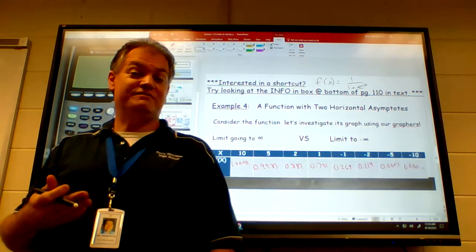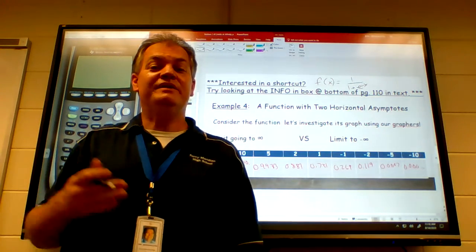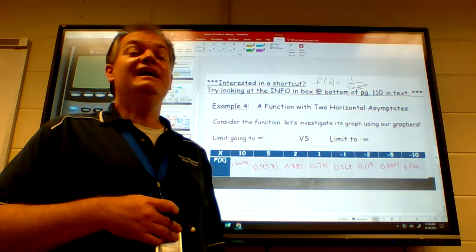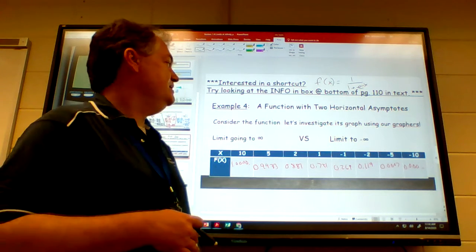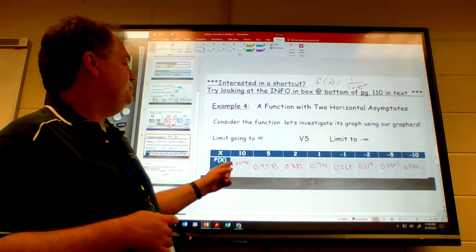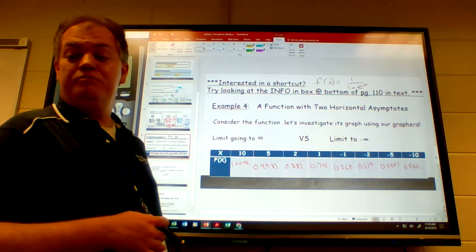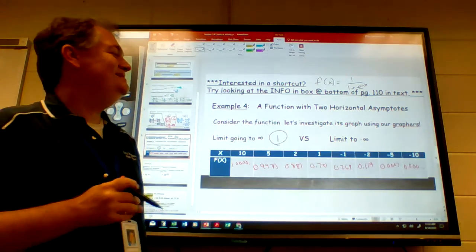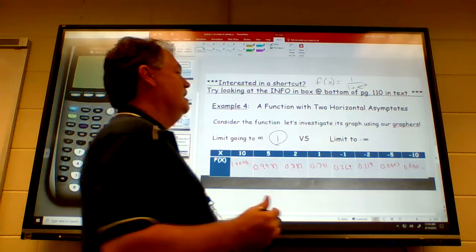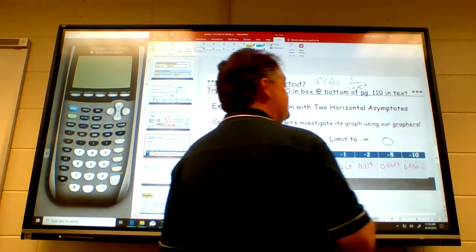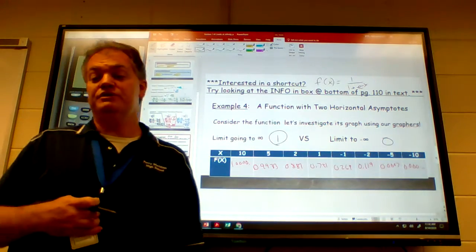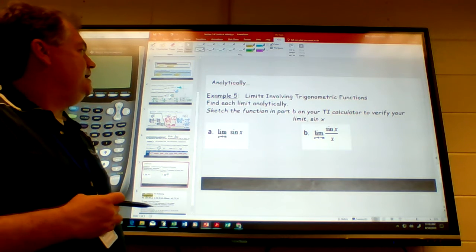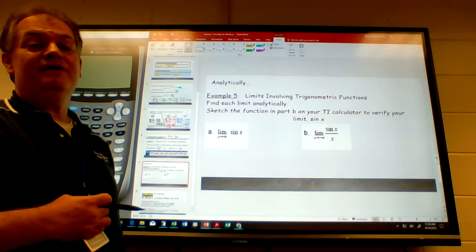I had to pause for a moment to take care of something at my door, but the function is 1 over 1 plus e to the negative x. So that's the function. And what happens is as you go to positive infinity, everything starts to approach 1. But as you go to negative infinity, everything starts to approach 0. And you can check this out using your graphing calculator.